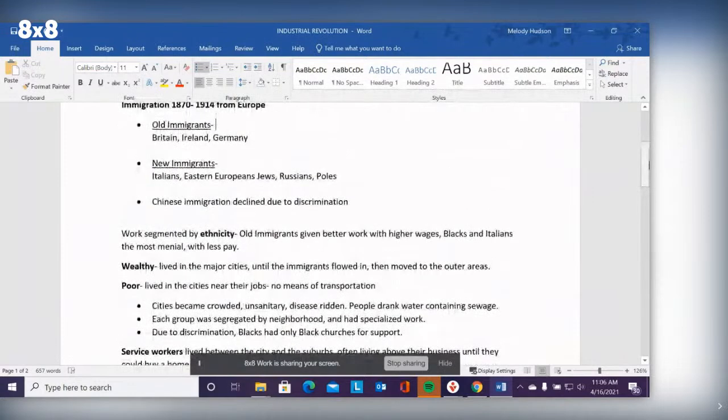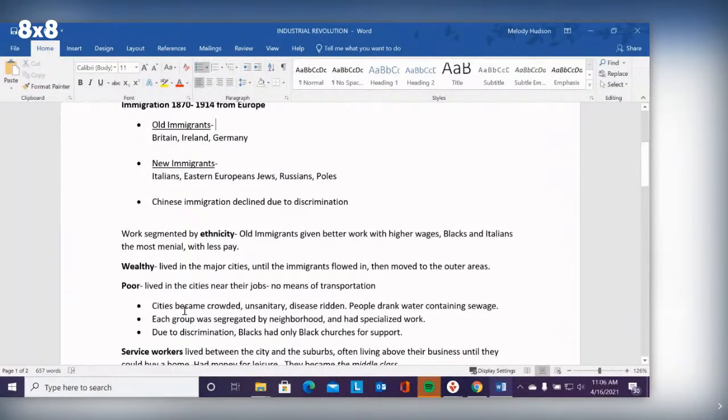During this time, the poor lived in the cities near their jobs because they had no means of transportation. How is that different from today? And the cities became crowded, unsanitary, disease ridden. Animals walked down the streets, animals used the bathroom in the streets because horses were the mode of transportation. They actually dumped sewage right into the street, and then it contaminated the water. And people drank that, and they started having diseases like cholera.